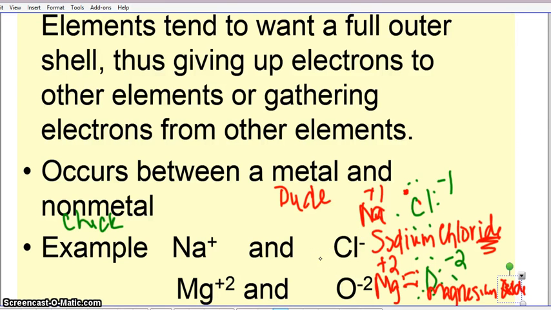Now what I wanted you to see here is the fact that these are called ions. Ionic bond, get it? So here, for example, sodium is a +1 ion. Over here, chlorine is a -1 ion. Over here, magnesium is a +2 positive ion, and oxygen is a -2 ion. So positive ion, negative ion. This is an ionic bond.